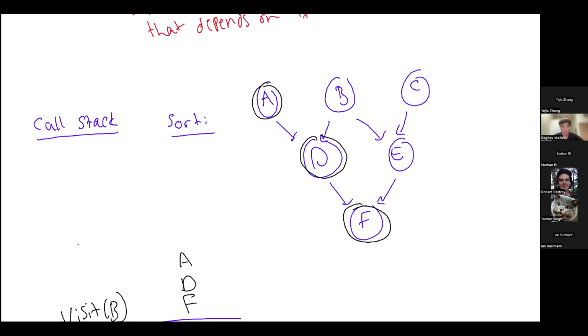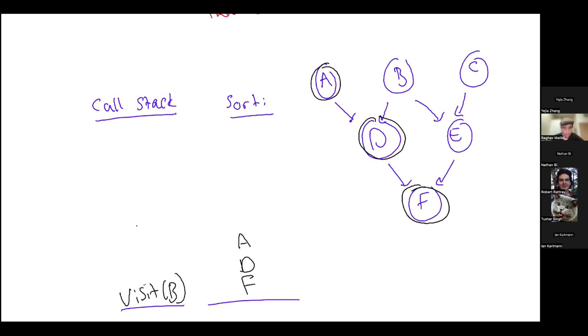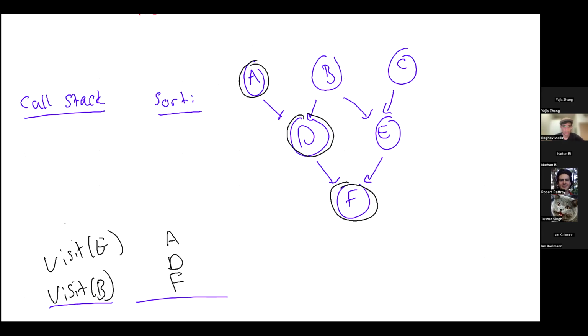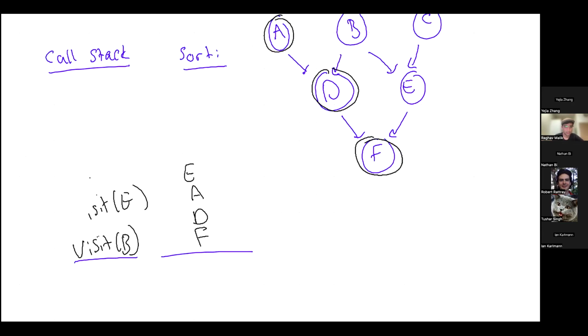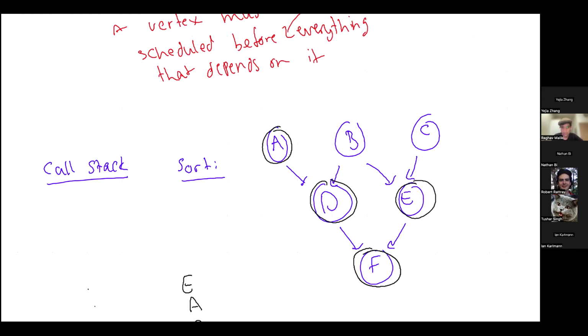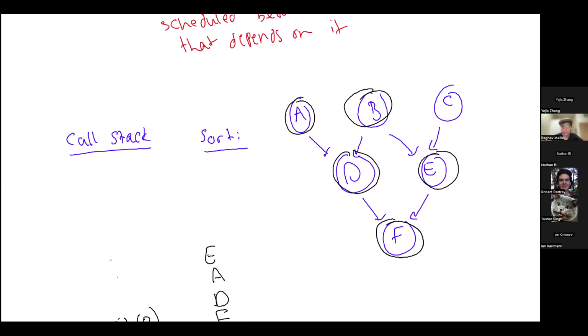Similarly, we look at all of the outgoing edges. We see one to D, but D's already been visited, so we don't recursively call it. We see one that goes to E. That one's fine. Let's visit E. Now we look at all of the outgoing edges from E. There's one to F, but F's already been visited, so we don't do anything there. Now we're done with E. So we're going to push E onto our sorted stack and then return the call back up to B. Mark it as visited. B has no more outgoing edges. We've looked at all of them. We mark B as visited and push it onto the stack.